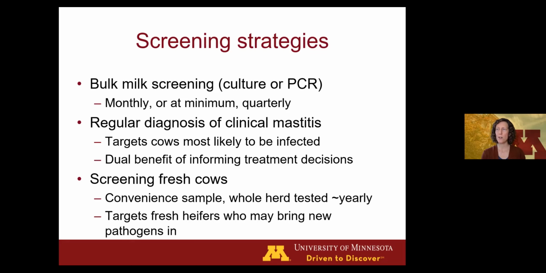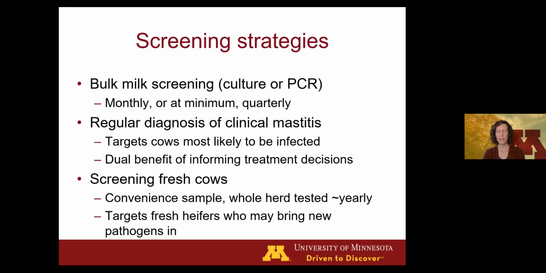And then a third strategy is screening fresh cows. Screening fresh cows is nice because it's a balance of testing everybody in your herd on about a yearly basis and having a pretty convenient way to sample them, because we're already processing them at freshening. We can take a pretty easy sample at that time, put them in the freezer, submit them at the end of every week or at the end of every couple weeks, and screen those samples for contagious pathogens.